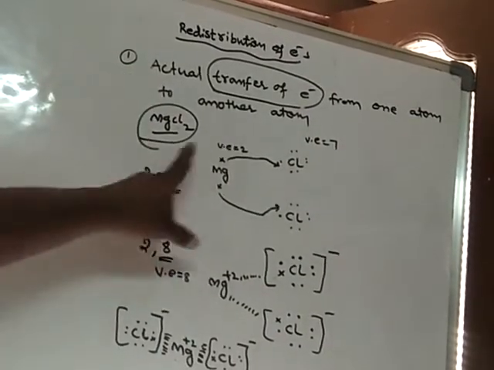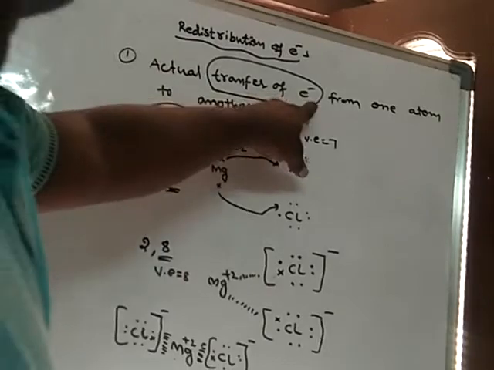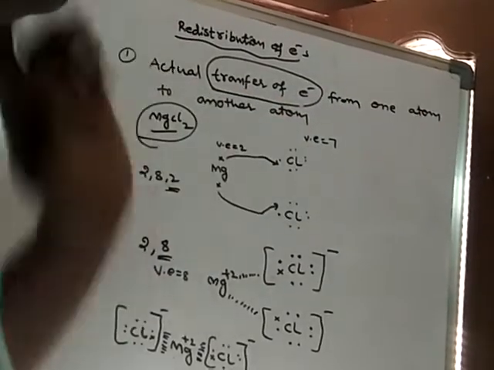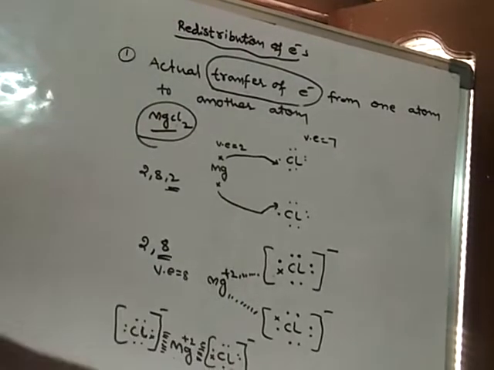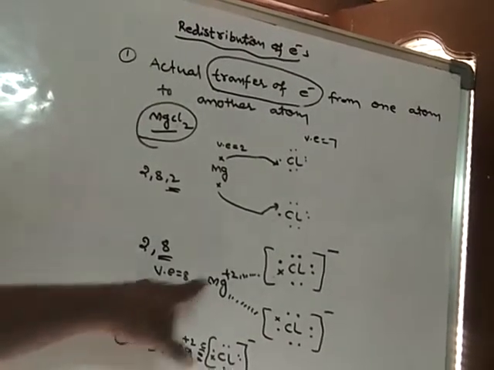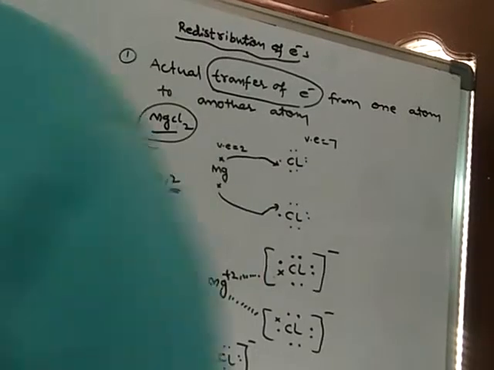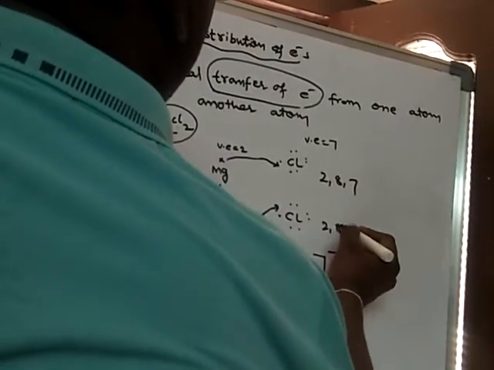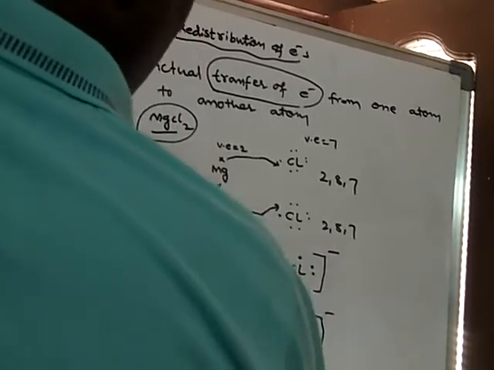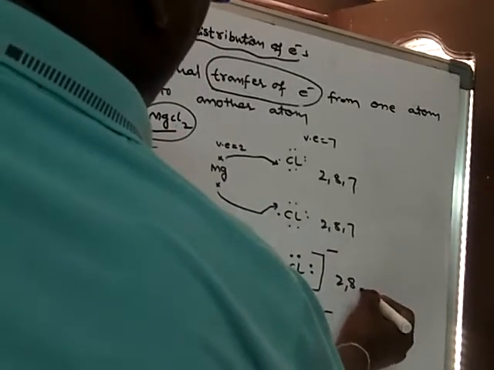So what is happening here? Actual transfer of electrons from one atom to another atom is taking place. This is one method of redistribution of electrons. Before that, chlorine has how many electrons? 2, 8, 7. Now after gaining 1 electron, the chlorine has 2, 8, 8.